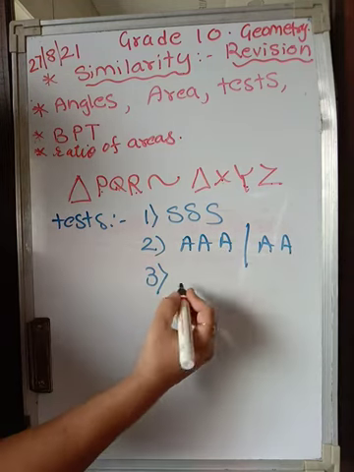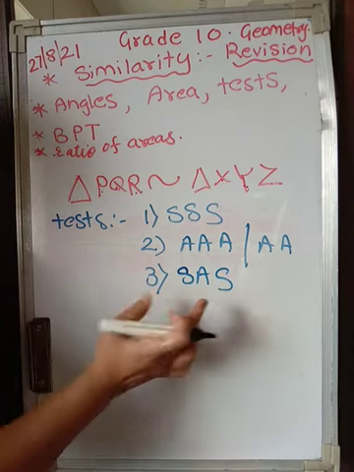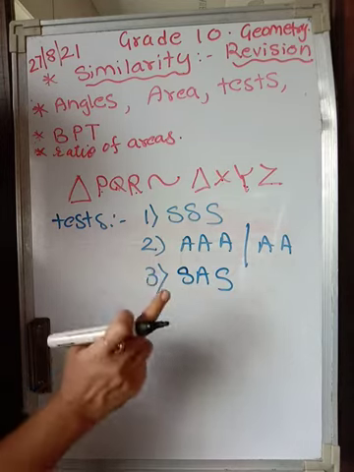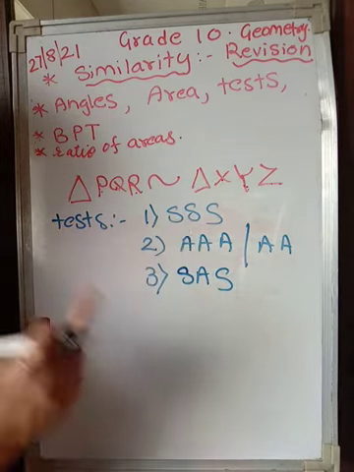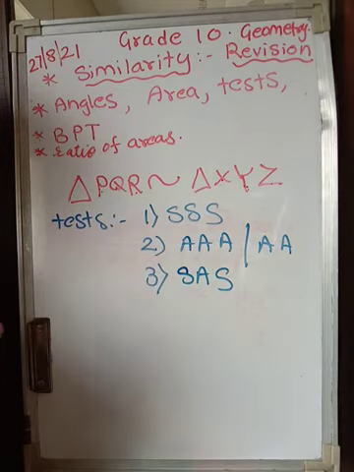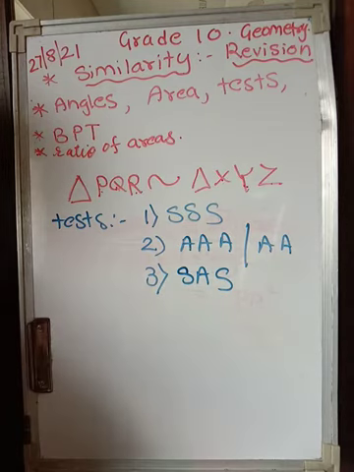Now which is the third test? SAS. Please remember. 2 corresponding sides in proportion and the included angle is congruent. In case of sides, they are proportional. In case of angles, they are congruent, in case of similarity. Is this clear? These are the only 3 tests. Other options are not there.